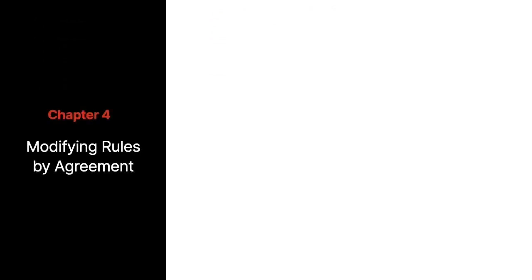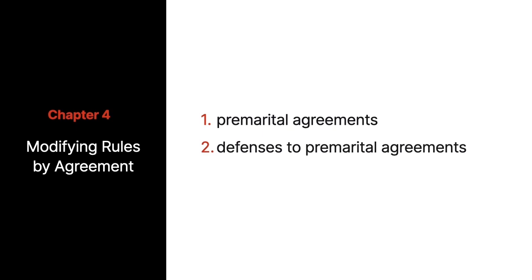Chapter 4 explores spouses' options for modifying community property rules. The default rules are largely statutory, coming from the California Family Code. But because they are default rules, spouses may agree to modify them, choosing different rules to govern their rights during marriage and upon divorce. The chapter covers 2 means of doing so, namely premarital agreements and transmutation agreements.